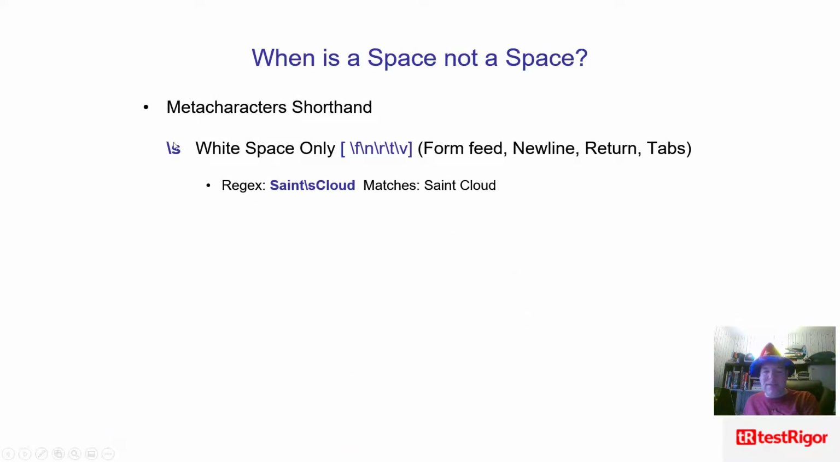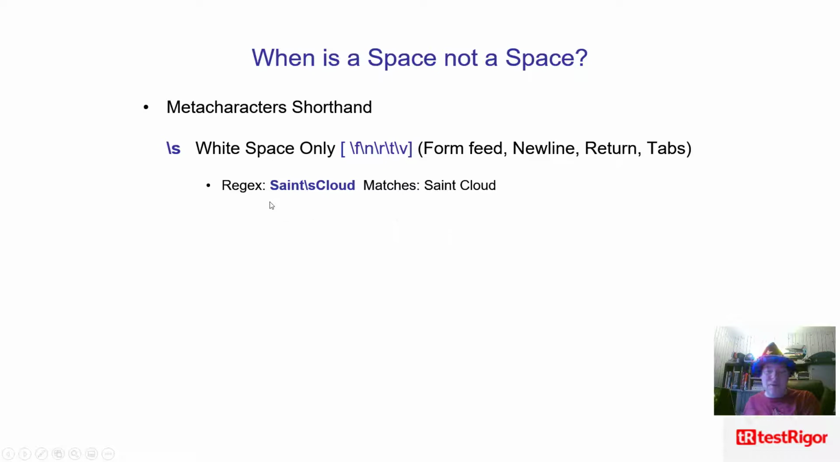When is a space not a space? Well, when you have shorthand characters. So this is a \s. It's a white space. It means I'm looking for white space. And by the way, that doesn't necessarily mean just the space. It also means a form feed, a new line, a return, and tabs. And take a look, you've got the \f for a form feed, new line, return, tab, and vertical tab. Nobody uses those anymore, but okay, it's still supported.